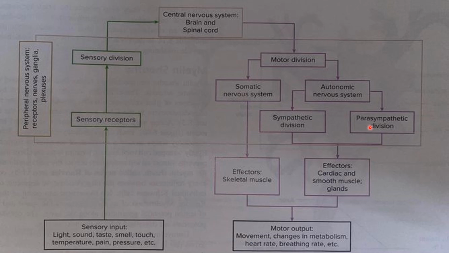Okay? And lastly, of course, after it runs through the motor division, papunta dun sa effector, which can be the skeletal muscle or the cardiac and smooth muscle or the glands, will now be a motor output, which can be in the form of a movement, mag-change yung metabolism, bibilis yung heart rate or mag-slow yung heart rate, bibilis yung breathing rate, mga ganun. So, that's how the peripheral nervous system and central nervous system work together.